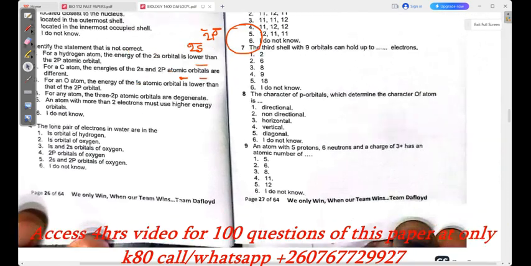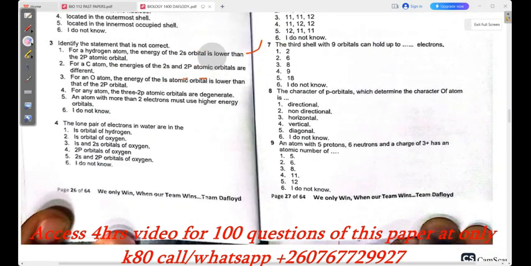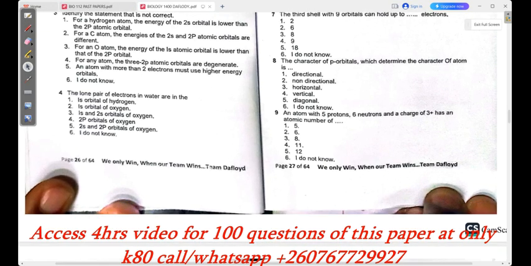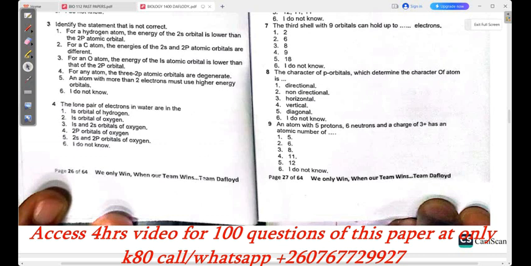Then we have option 3, which reads, for the oxygen atom, the energy of the 1s atomic orbital is lower than the energy of the 2p orbital. I think this has already been explained. This is true. So the 1s has got the lower energy as compared to the 2p.